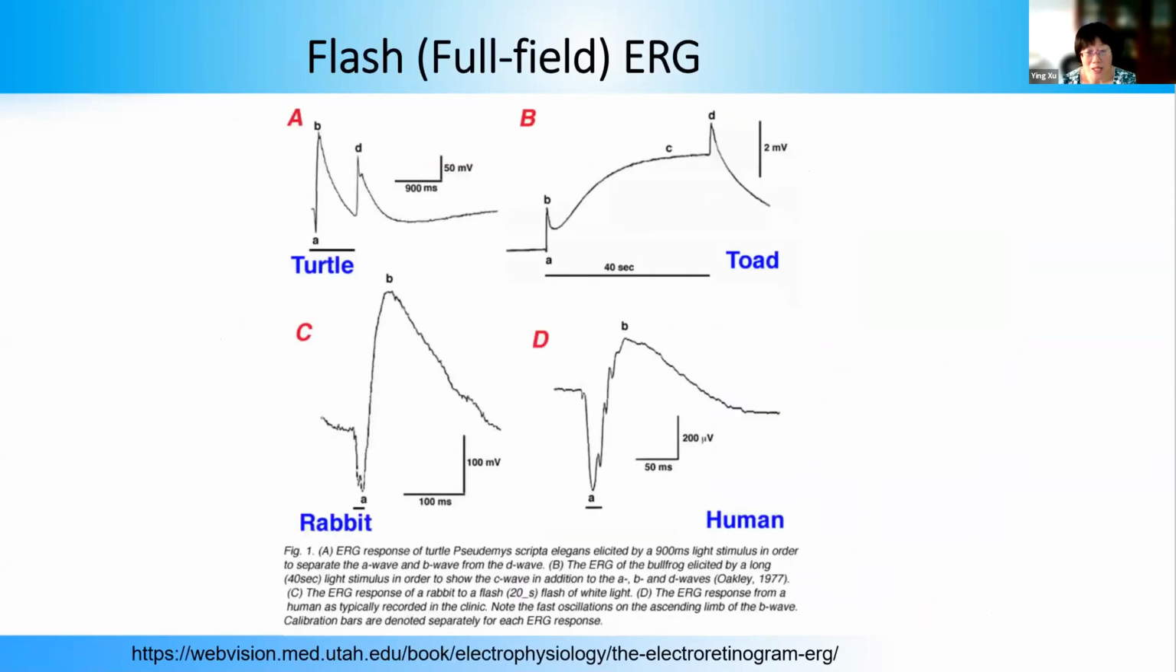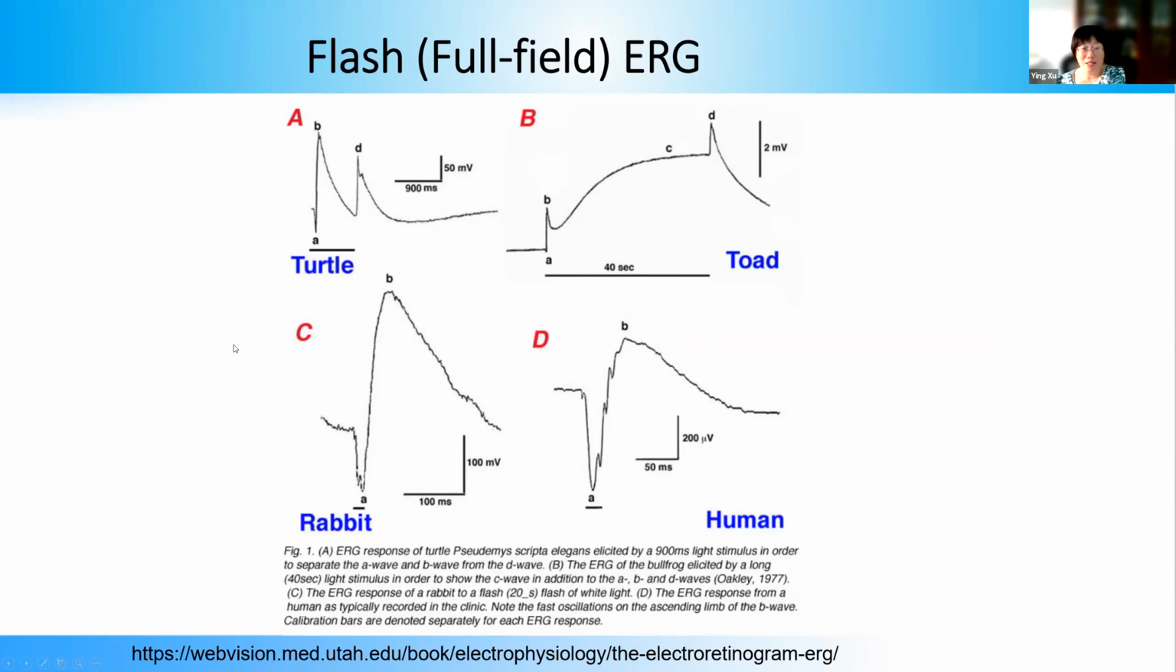So here you can see examples of flash ERG traces from different species like turtle, toad, rabbit, and human. And for all the ERG traces, there is a typical waveform of a negative wave after the light onset. It's called the A wave. And following this, there is a positive peak called the B wave. And if the stimulus is long enough, there will always be a D wave after light offset. And also during the light on, there is an uprising peak called the C wave.